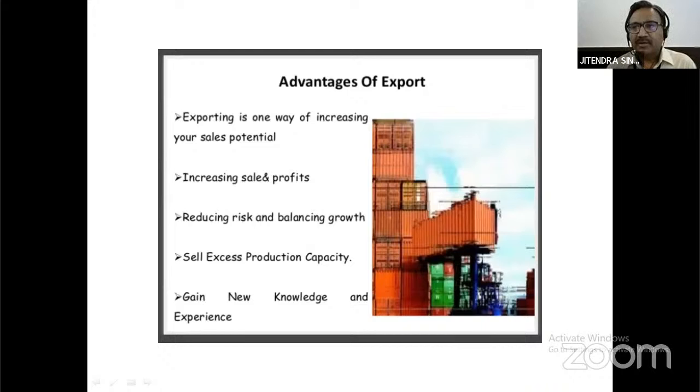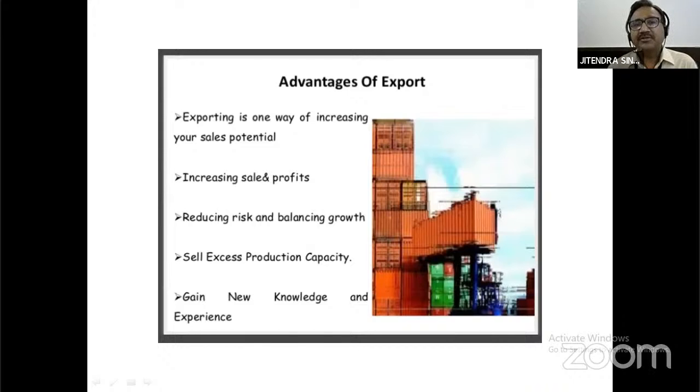We can generate foreign currency, not for us, for the country also. We will pay the taxes to the government. It means the government will directly get benefited through that particular procedure, that particular export. Government will get taxes as well as foreign currency, and we can easily clear our outstanding consignment. We can easily clear our stock through that export.